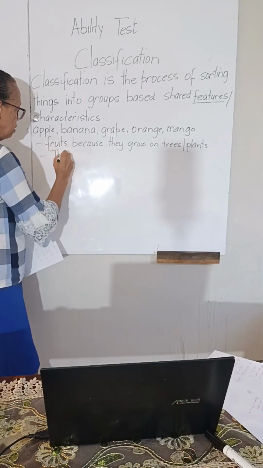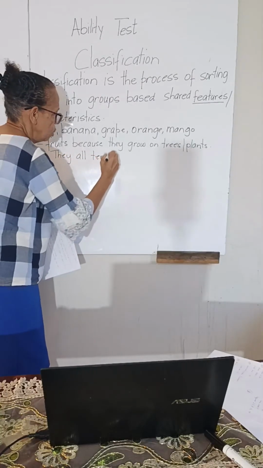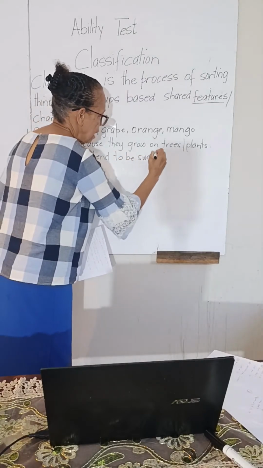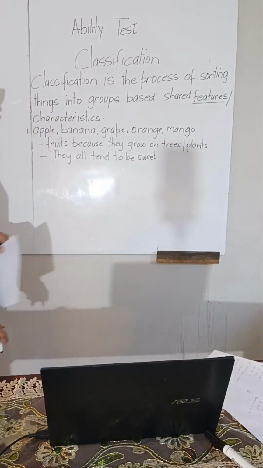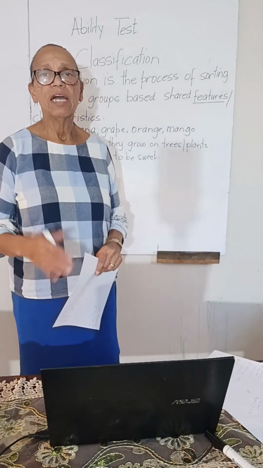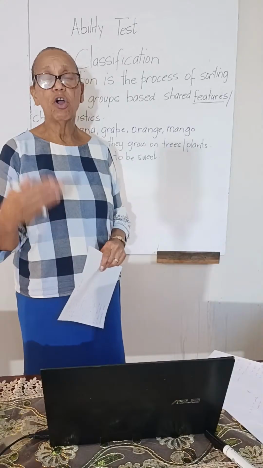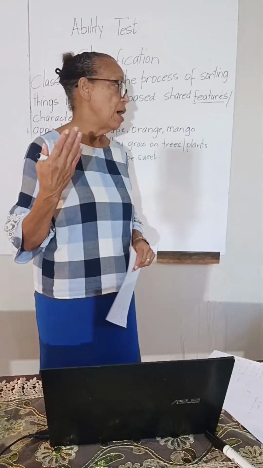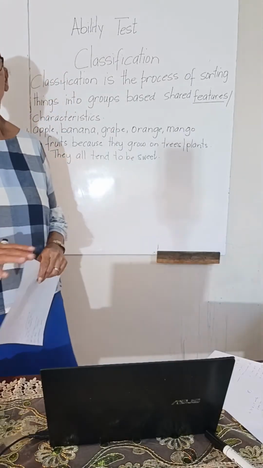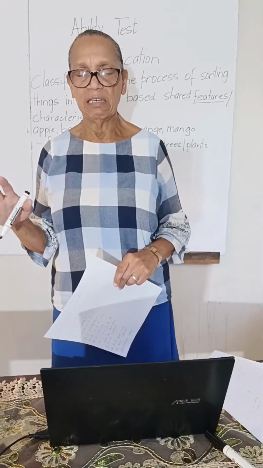So we can classify them and say that apple, banana, grape, orange, and mangoes, they are all fruits because they grow on plants, or on vine, the grape, and on tree, and they are all sweet. So they share common features, they share common characteristics.